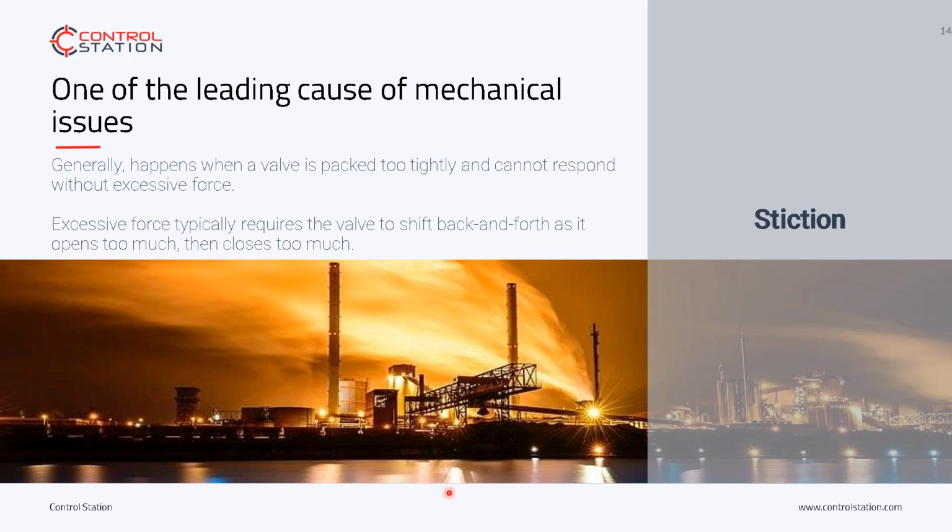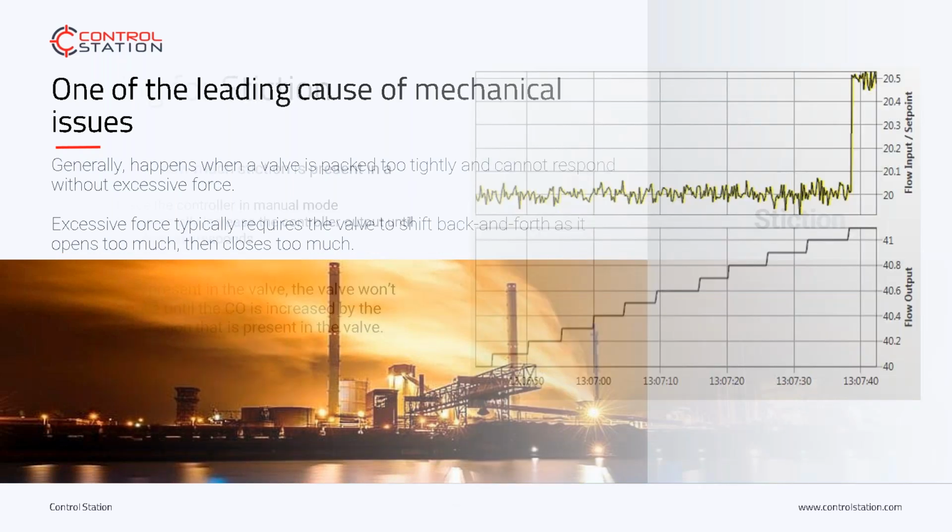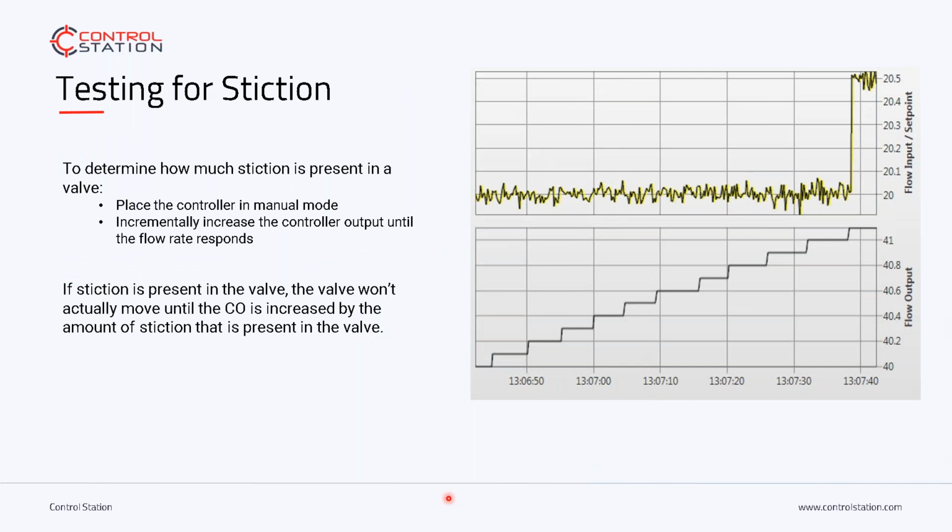But apart from that, how do we understand stiction, and how do we understand how much we have and what we need to do with it? Well, to measure stiction, there's a very simple test that you can do, although it takes a degree of taking control of your process. Basically, you need to set the controller to manual, set the output to manual, and incrementally increase the output in very small increments, or relatively small increments.